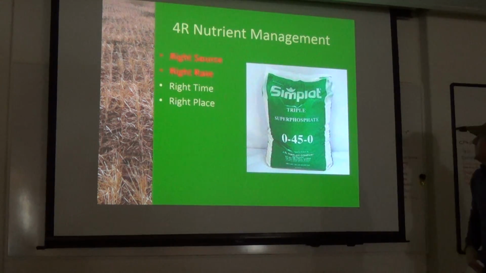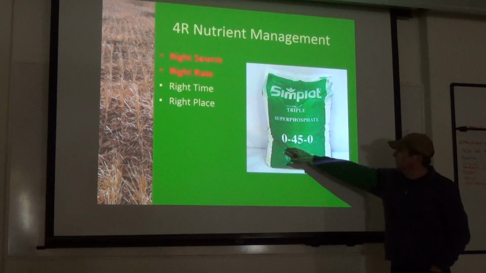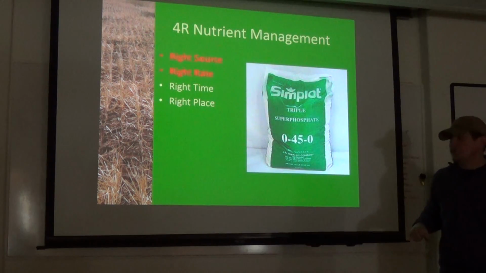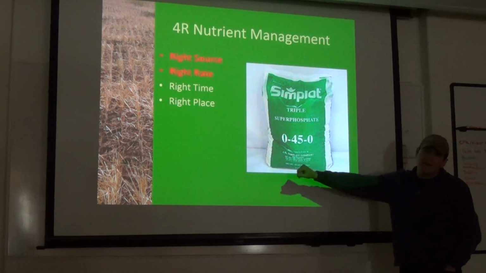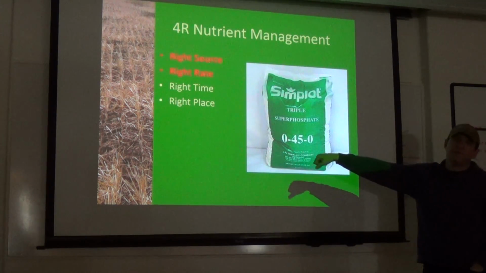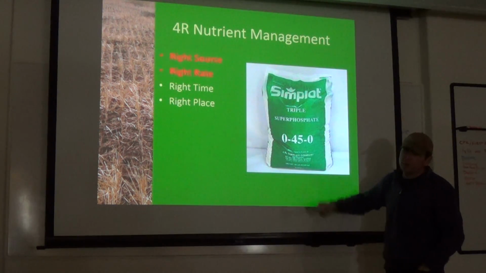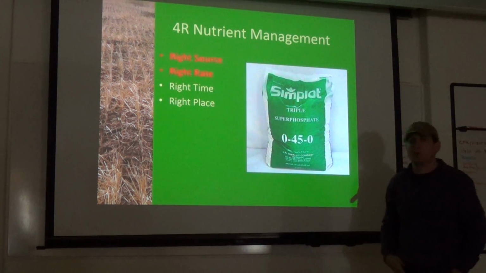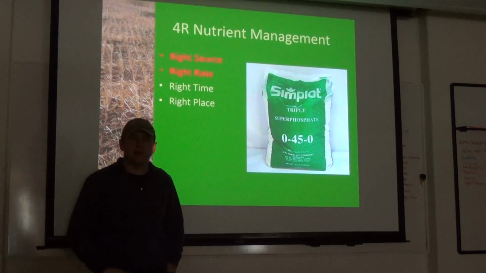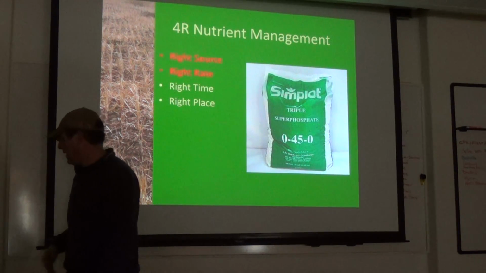Over here we have a bag of triple superphosphate. Again, let's go through the numbers. 0 stands for the nitrogen percentage in that. We have no nitrogen in this product. 45 is the phosphorus content of this, so there's 45 pounds of phosphorus for every 100 pounds of product. And then there's 0 potassium in this product. This, again, triple superphosphate, very common source of phosphorus, especially if we don't need nitrogen or potassium in there.